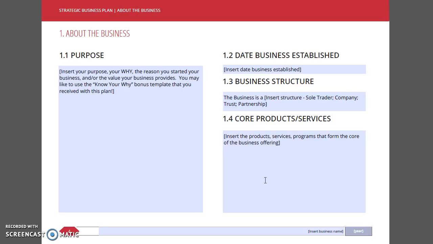Now, the first thing we do in a business plan is start with our why. What is the purpose? What's the reason we started this business? You can use the Know Your Why bonus template that I've put together, and that's in the links under this week's blog. So you can have a look at that, but basically put your purpose in here. Next, the date that your business was established, your business structure. So if you're a sole trader, a company, a trust, or a partnership, and then just list here the core products or services that your business offers. So all the basics up front.